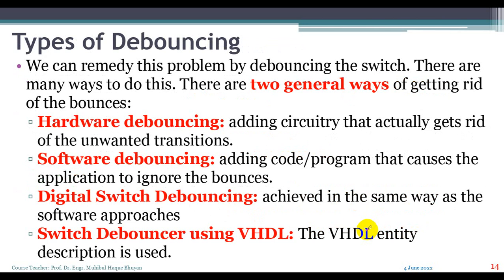There are several different types of debouncing. You can remedy this problem by debouncing the switch. There are many ways to do this. There are two general ways of getting rid of bounces. Hardware debouncing, adding circuitry that actually gets rid of unwanted transitions. Software debouncing, adding code or a program that causes the application to ignore bounces. Digital switch debouncing, achieved in the same way as the software approach, and a switch debouncer using VHDL. The VHDL entity description is used over here for the debouncer.